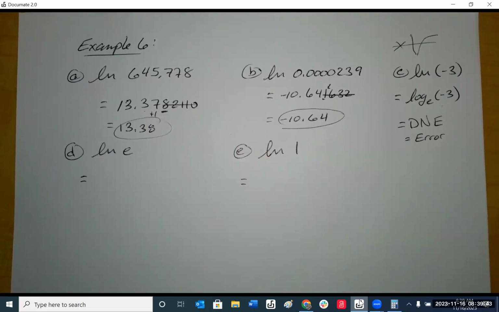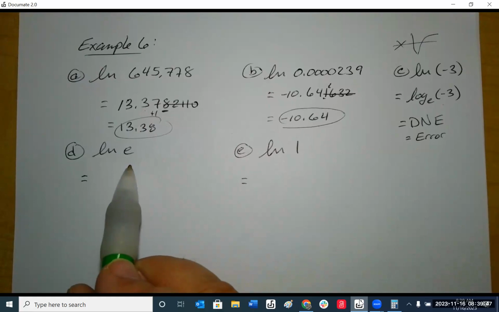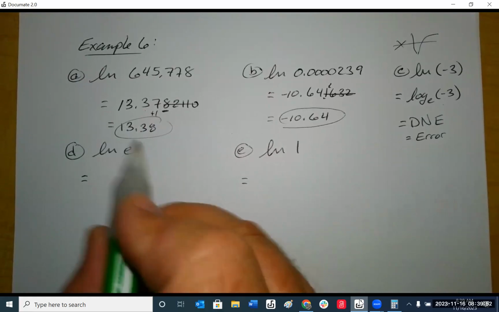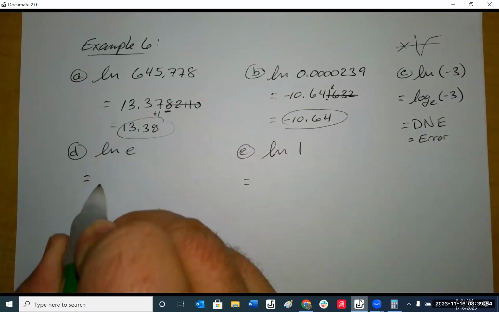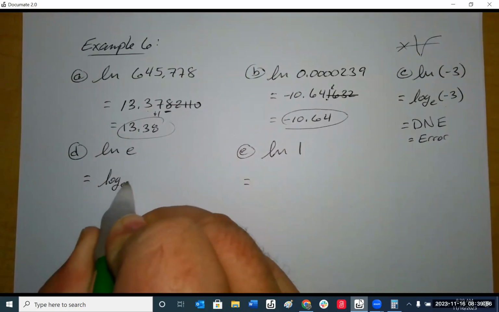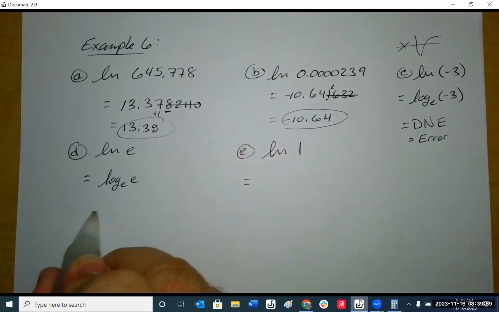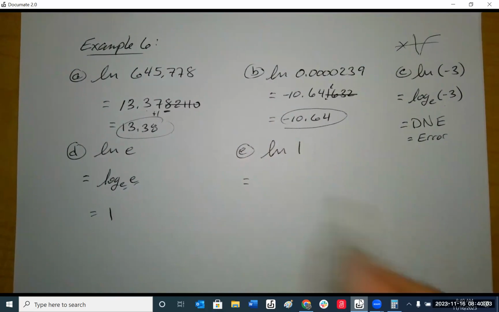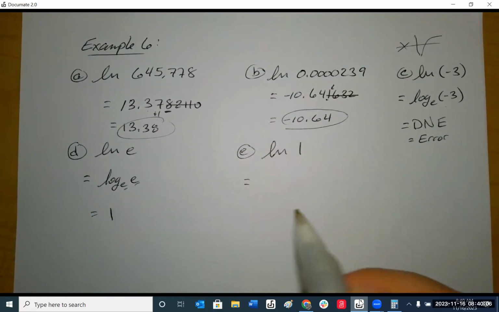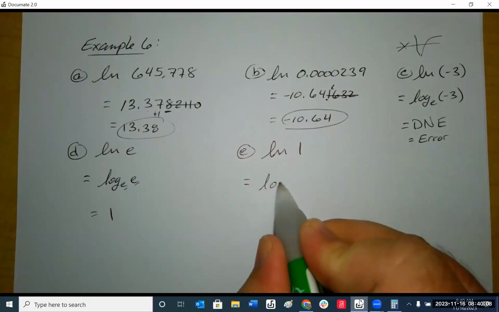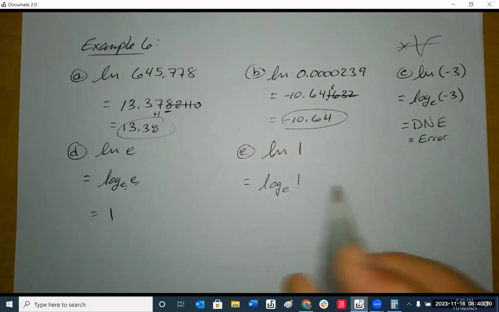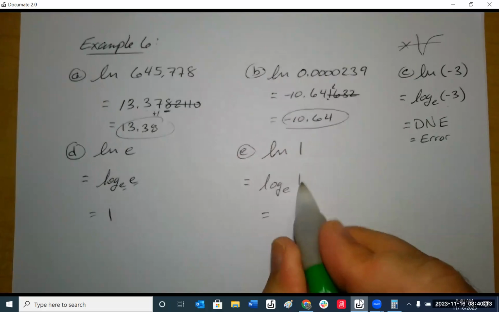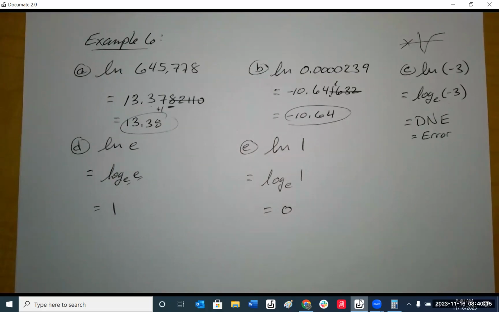The last two we've already done. I've set out those rules already. What's this one going to equal? Very good. It's going to equal 1 because ln is log base e of e. Since these are the same, it equals 1. And this one? Very good. Log base e of 1. Log of 1 in any base is always 0. Those are properties.